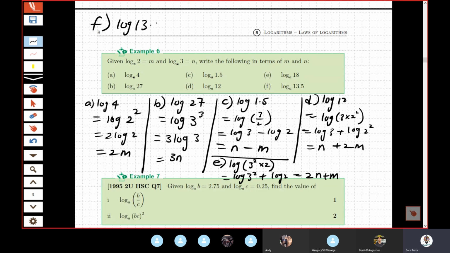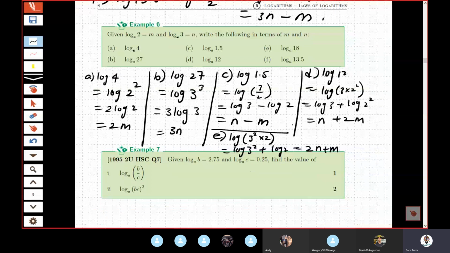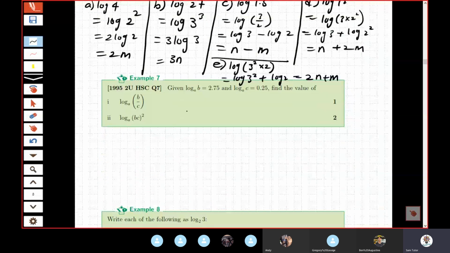Log 13.5. That's log 27 over 2. Log 27, take away log 2. Log 27 is, we've already worked that out in B. It was 3n. Minus log 2 is m. And we're done. Any questions? All right. This was a HSC question back in 1995.